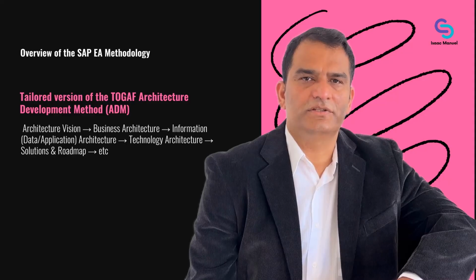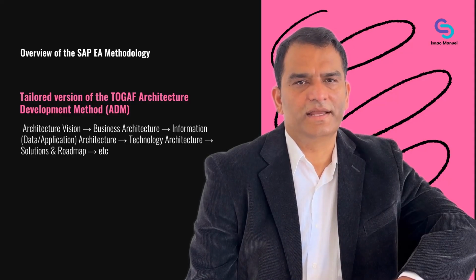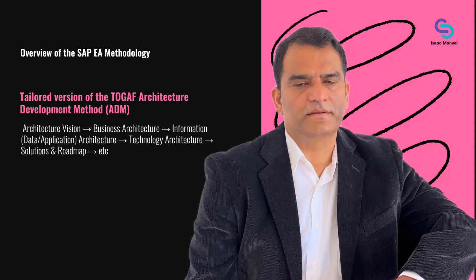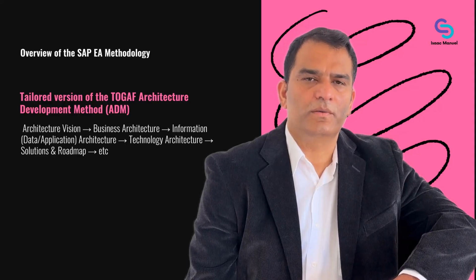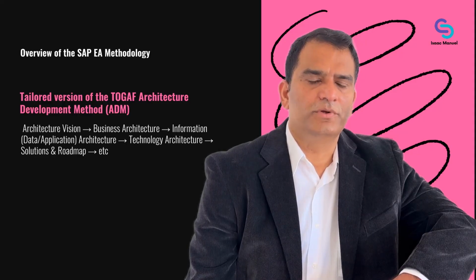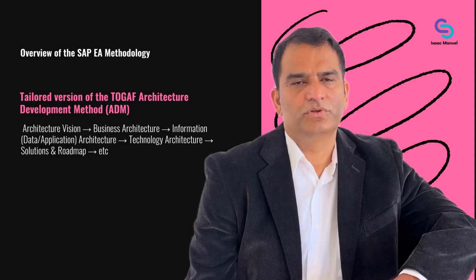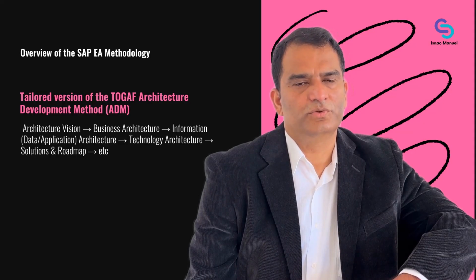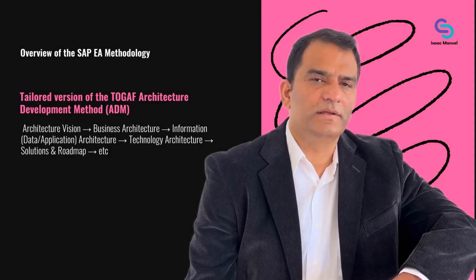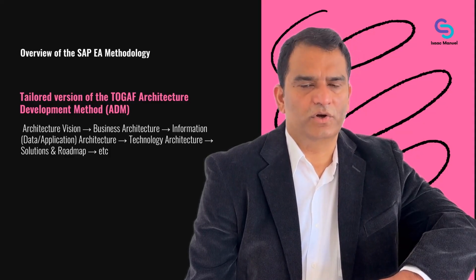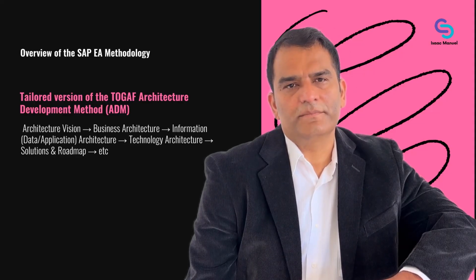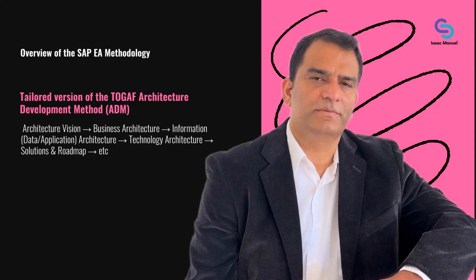The SAP Enterprise Architecture Framework, often just called the SAP EA methodology, is essentially a tailored version of the TOGAF Architecture Development Method, ADM. TOGAF's ADM, if you recall or have heard of it, is a cyclical process that enterprise architects use to develop architectures, starting from an initial architecture vision, moving through detailed domains, business architecture, information systems architecture, technology architecture, then planning, implementation, opportunities and solutions, migration planning, and overseeing governance.